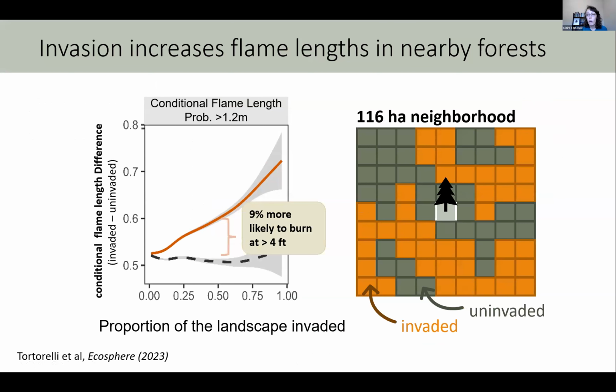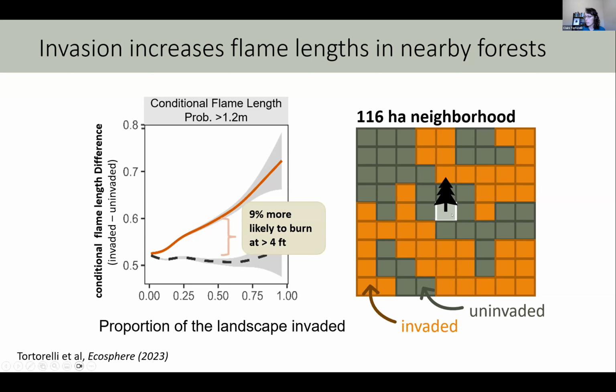So we know there is more fire in the forest because of invasion, but what are the characteristics of that fire? Is it lower severity, higher? What's the probability that this fire in this forest is going to be high severity or require a shift in our management practices because of invasion? To look at that, we use that same simulated fire behavior, and we ask what happens when you're a forested pixel and the amount of invasion in your surrounding neighborhood changes.